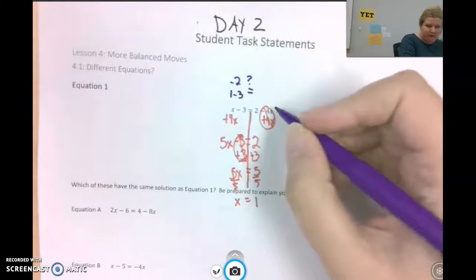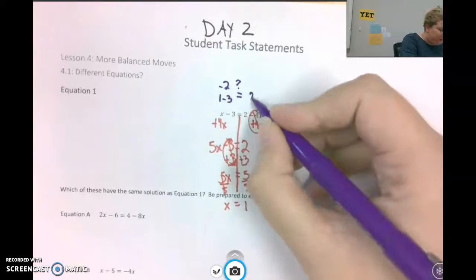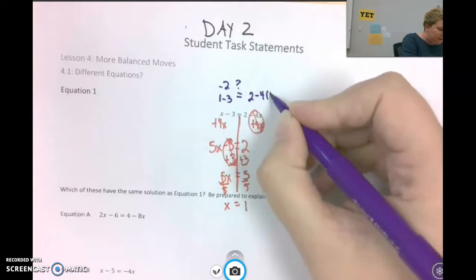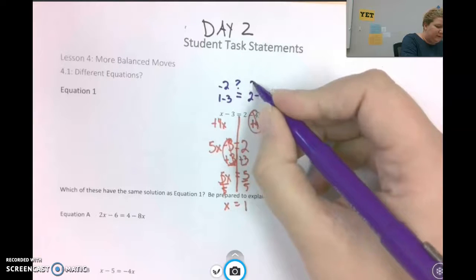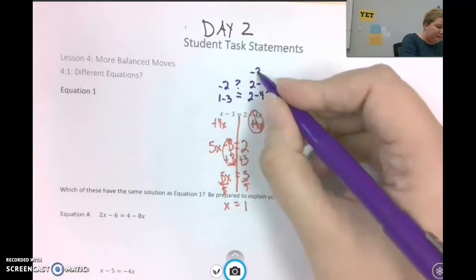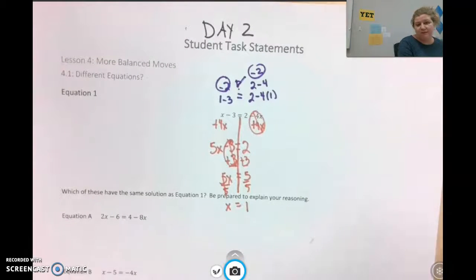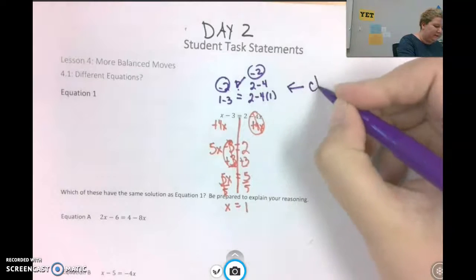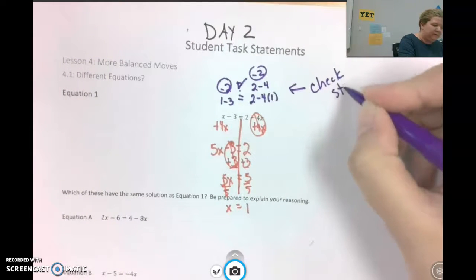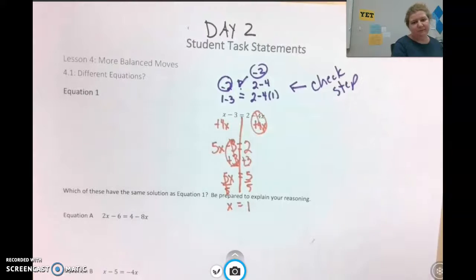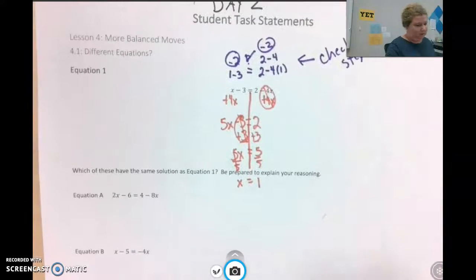Is that equal to 2 minus 4 times 1? So 2 minus 4 is negative 2. Negative 2 is equal to negative 2, and that proves that it's correct. So this right here is just the check step. I mean, why wouldn't you check it? But we'll call it optional.